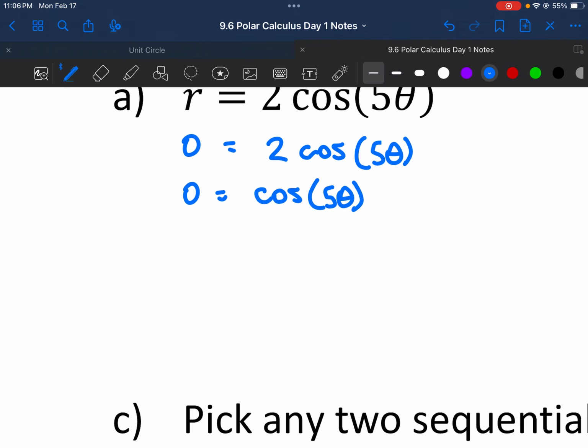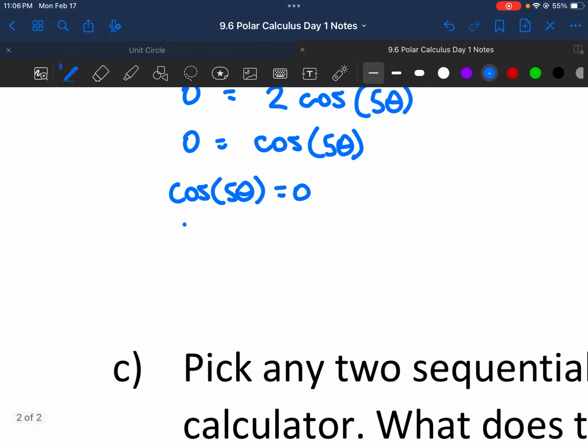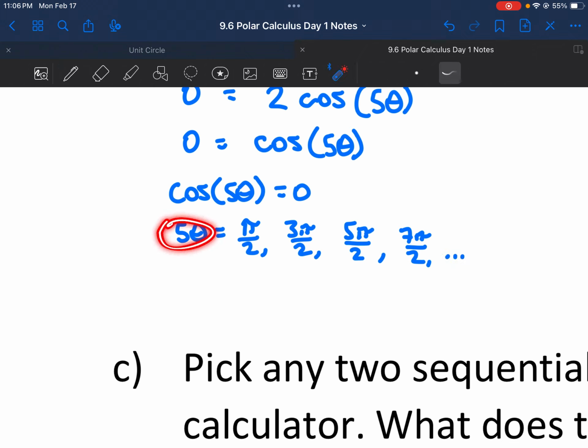I'm actually going to flip this around. So this is the same thing as saying cosine of 5 theta equals 0. Same deal. So 5 theta, we know cosine is equal to 0 at all those odd pi over 2's. Pi over 2, 3 pi over 2, 5 pi over 2, 7 pi over 2, and so on. Now this is for 5 theta. We want to just solve for theta, so we divide all these by 5.